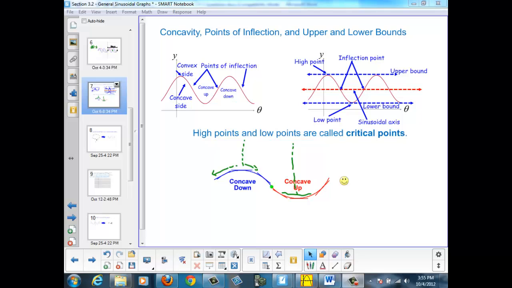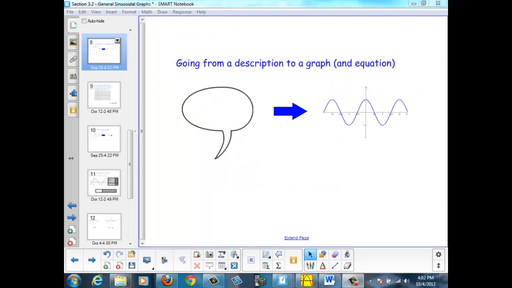Now that we have our vocabulary and our perspective for general sinusoidal equations and graphs, let's look at a few problems that will allow us to relate written descriptions, equations, and graphical images and tie them all together to solve our puzzles. Let's look at our first puzzle. Here we're going to go from a description of a sinusoid to its graph and the equation.